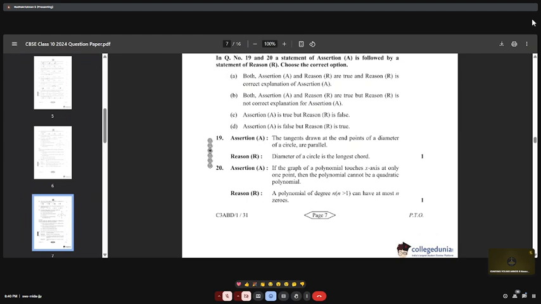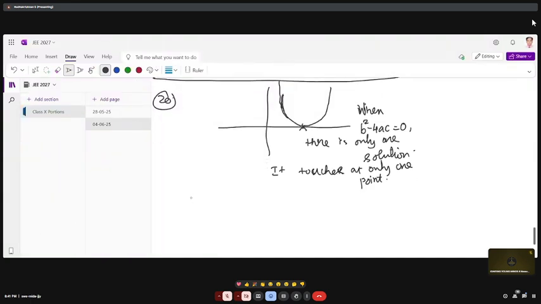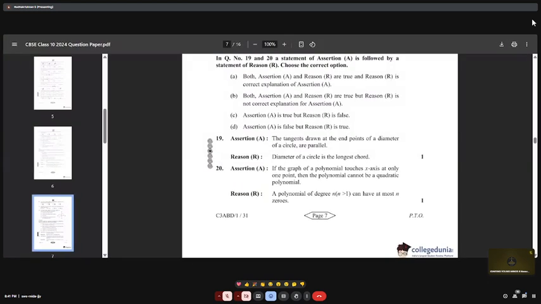Reason is true. Assertion is false. Which option will you choose? Reason is true, assertion is false. Option D. Assertion is false, but reason is true. That is what you will choose.